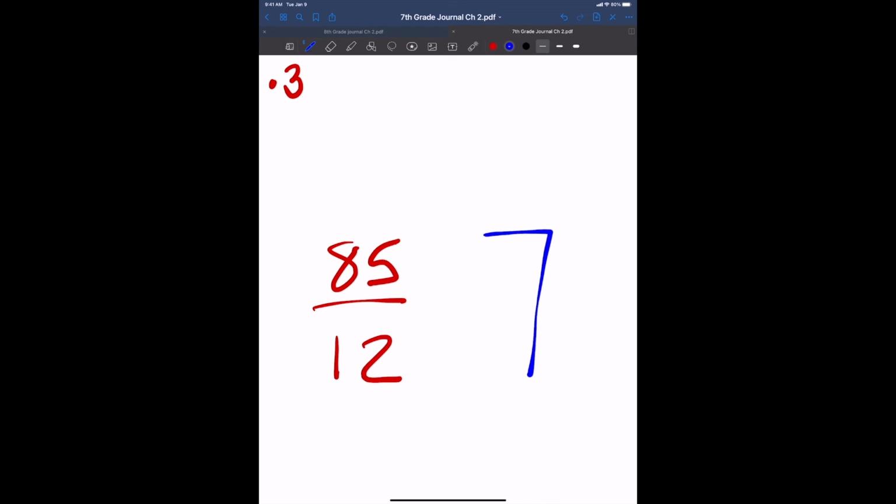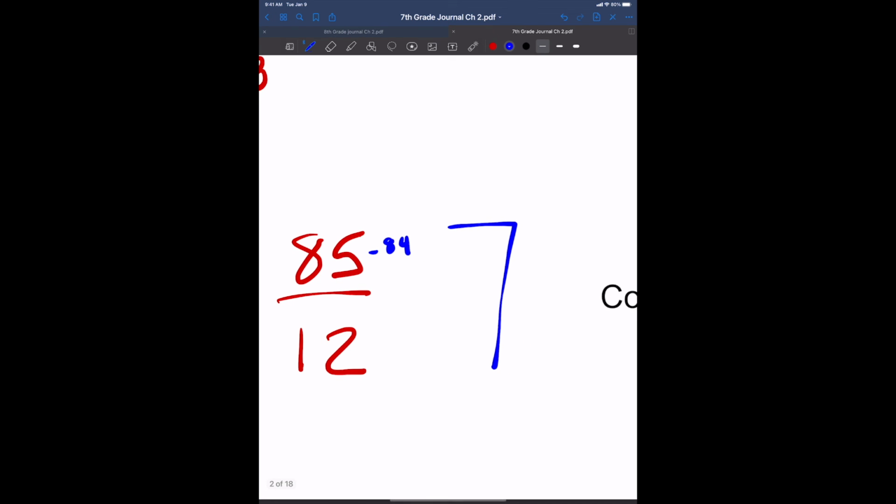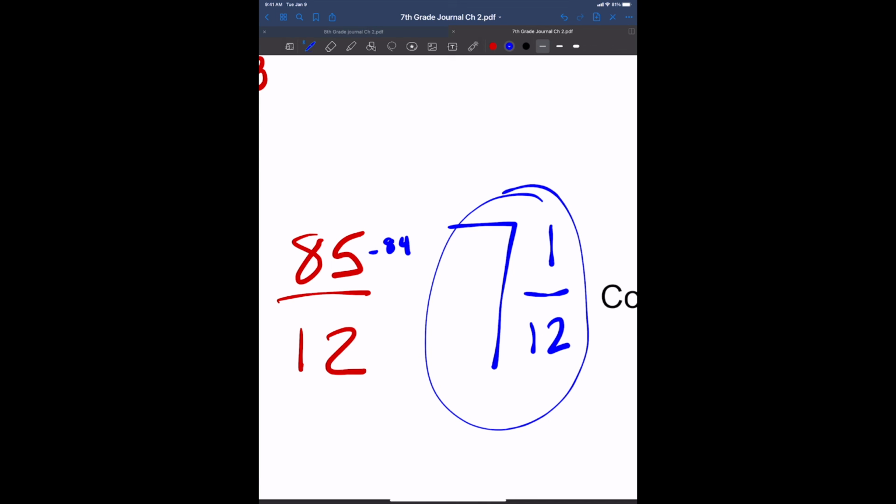Now remember, take the big number times the denominator that you guys told me, that was 84, and subtract it from the top. What's 85 take away 84? 1. 1 and keep your denominator. There's your final answer. So how many cups of flour do you have left? 7 and 1/12. Yep, 7 and 1/12. Let's label it. 7 1/12 cups of flour.